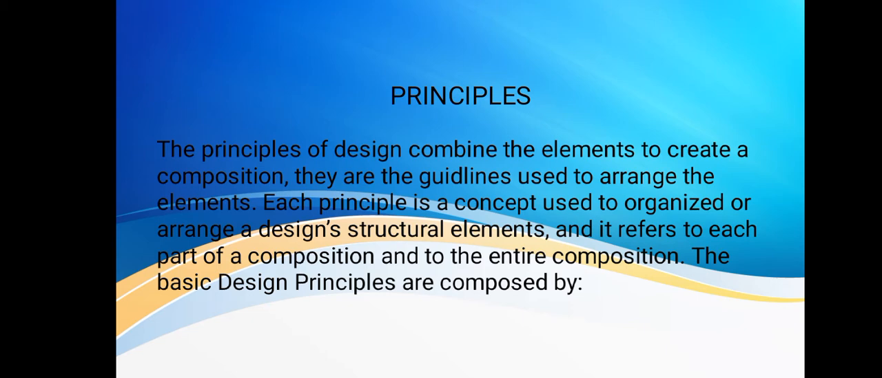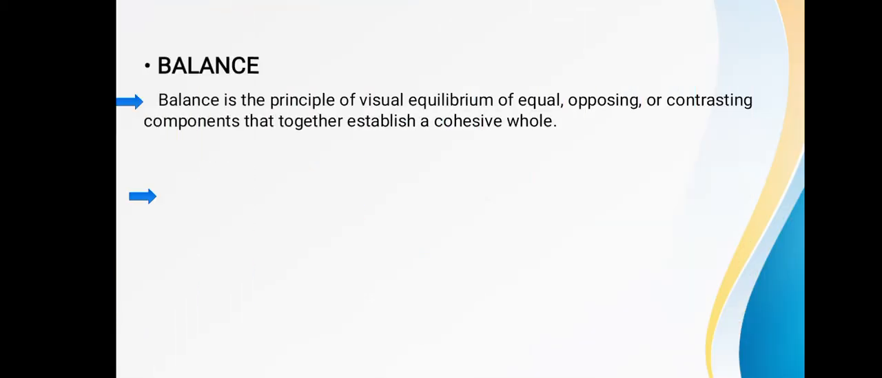The basic design principles are composed of balance, emphasis, movement, pattern, repetition, proportion, rhythm, variety, and the last is unity. First, we talk about balance. Balance is the principle of visual equilibrium of equal, opposing, or contrasting components that together establish a cohesive whole. Balance is like a condition in which different elements are equal or in the correct proportion.